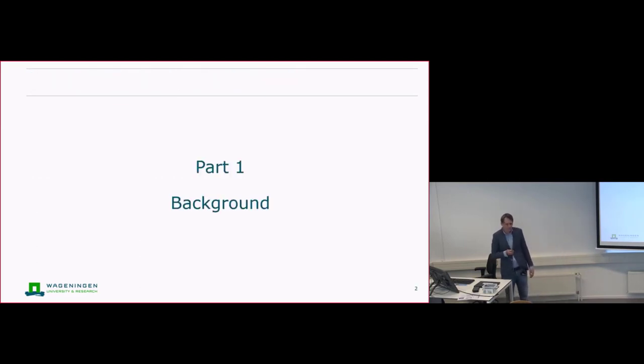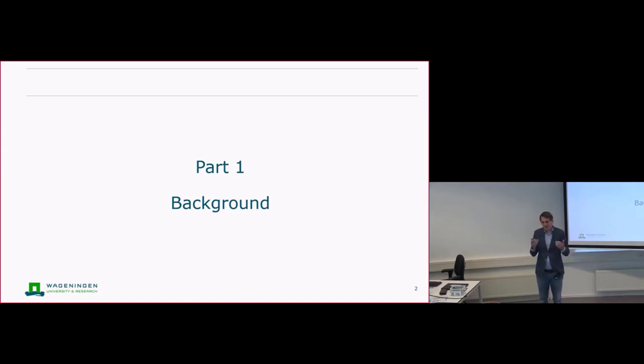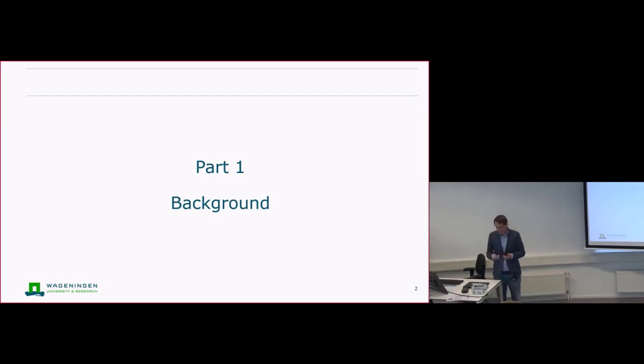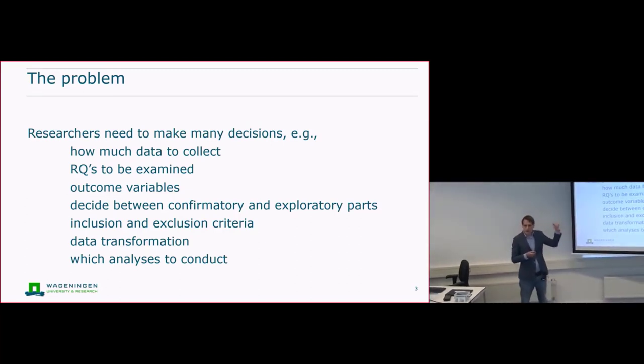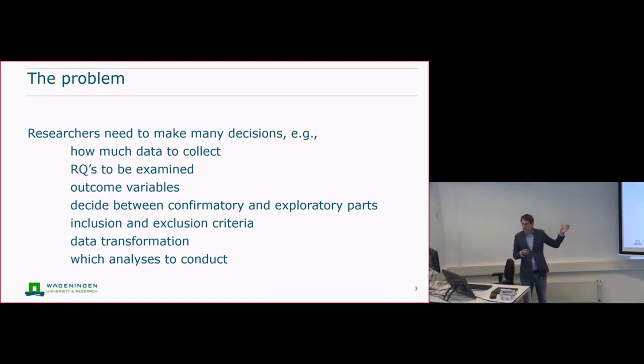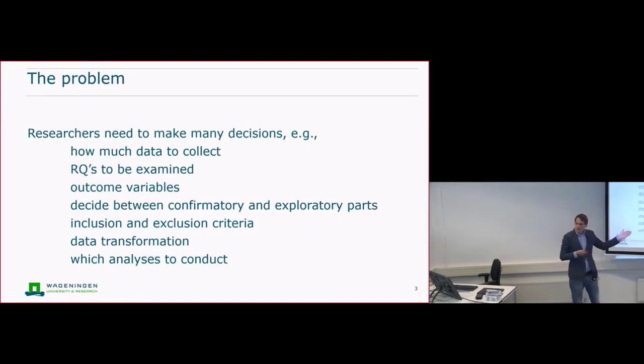Now, what's interesting about pre-registration, and I will start out with the background, is that it can be conceptualized as an answer to a problem. The problem is that researchers often have to make many, many decisions when they do research: the research questions, how much data to collect, what your outcome variables are, deciding between confirmatory and exploratory parts of research, inclusion and exclusion criteria for the data, what kind of data transformation you use, maybe even the software you use to analyze the data, and which analysis to conduct.